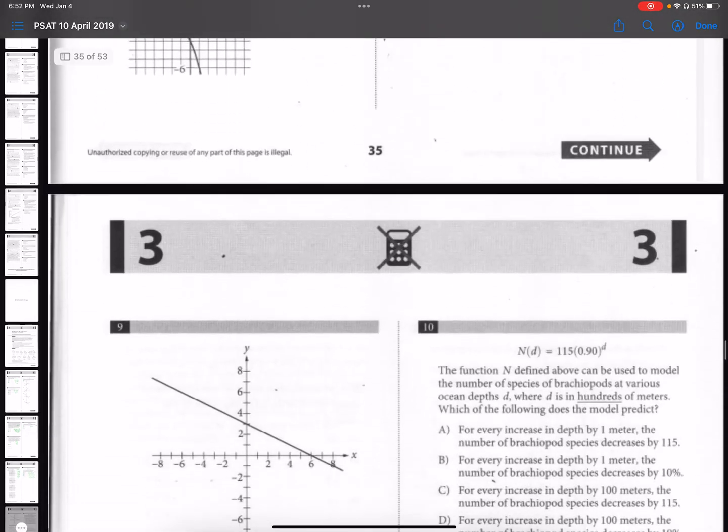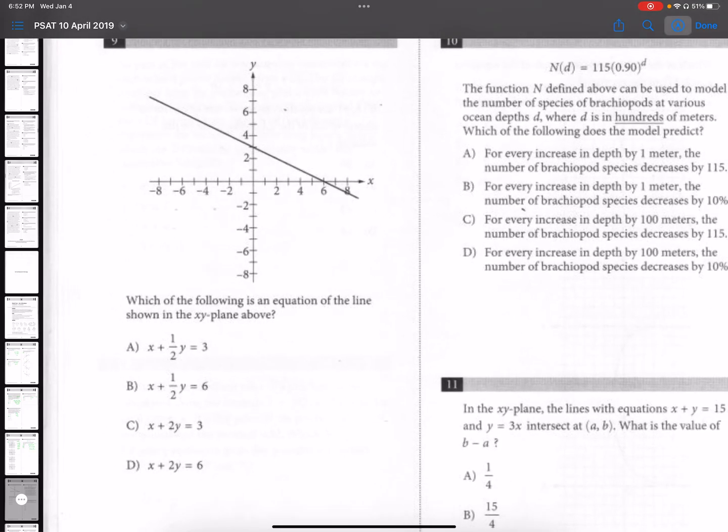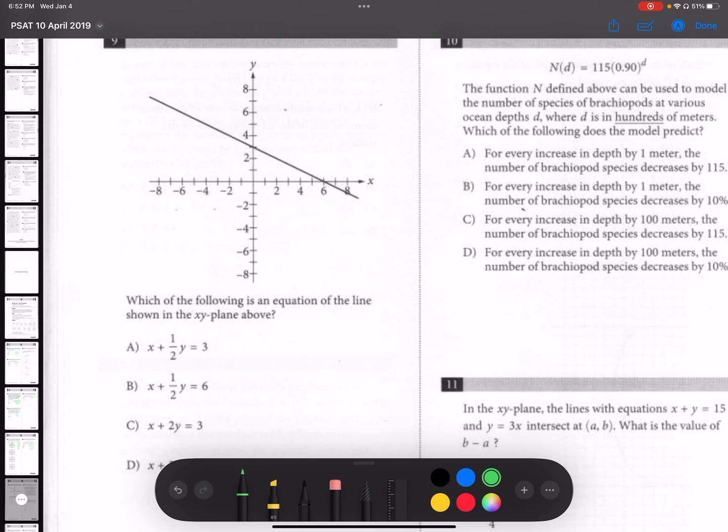All right, number 9. Which of the following is an equation of the line shown in the xy plane above? So they're written in standard form. So first I'm going to write it in slope-intercept form, which is y is equal to mx plus b. So we have 0, 3, and our slope is decreasing by 3, going right by 6. So minus 3 over 6, which is also equal to minus half. So that means y is equal to minus half x plus 3.